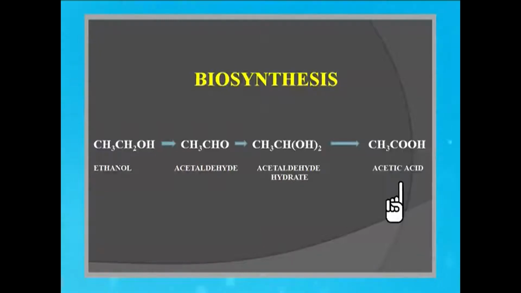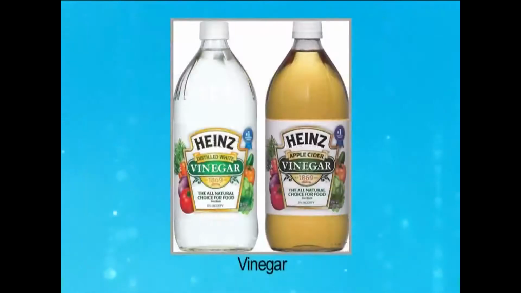The whole process of conversion of ethanol to acetic acid happens by actually two oxidation steps. The first is the oxidation from ethanol to acetaldehyde, and the second oxidation is conversion of acetaldehyde hydrate to acetic acid. In between, there is a hydration step. So finally, the product that is obtained, acetic acid, is giving rise to what we know as vinegar, which is nothing but a dilute solution of acetic acid and water.